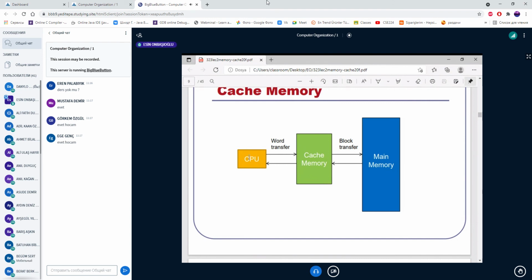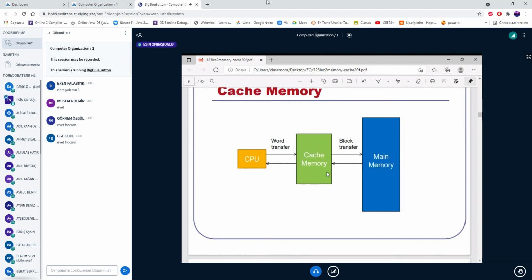So the system works like this. When the CPU wants to access a memory address, it first checks if it is in the cache or not. If it is already in the cache, it uses it from the cache. If it is not in the cache, it goes to main memory, takes that into the cache, and then uses it. It takes it into the cache because the next time it is going to access it, it will find it in the cache.